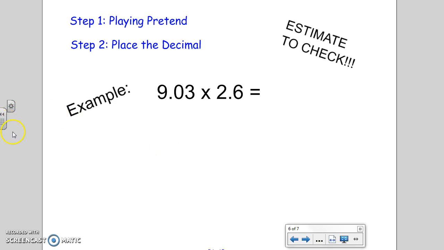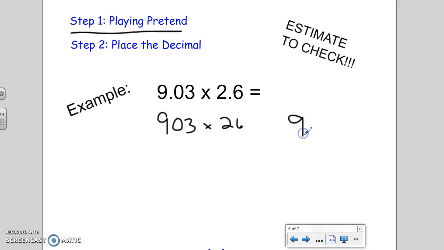Let's do another one. We are going to start by playing pretend. We're going to pretend it's not a multiplying decimals problem, just a regular whole number problem by changing this to 903, getting rid of that decimal. 2.6 becomes 26. And yes, this is going to be a little bit more work because this is our 2-digit multiplication problem. I'm going to go through it super quick here. 6 times 3 is 18. Carry the 1 next door. 6 times 0 is 0, plus 1 is 1, and 6 times 9 is 54.